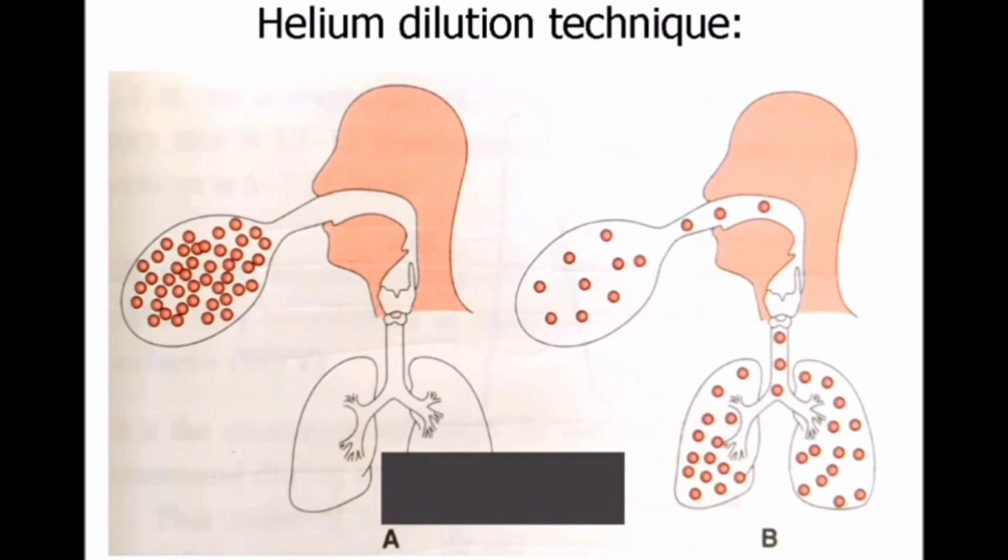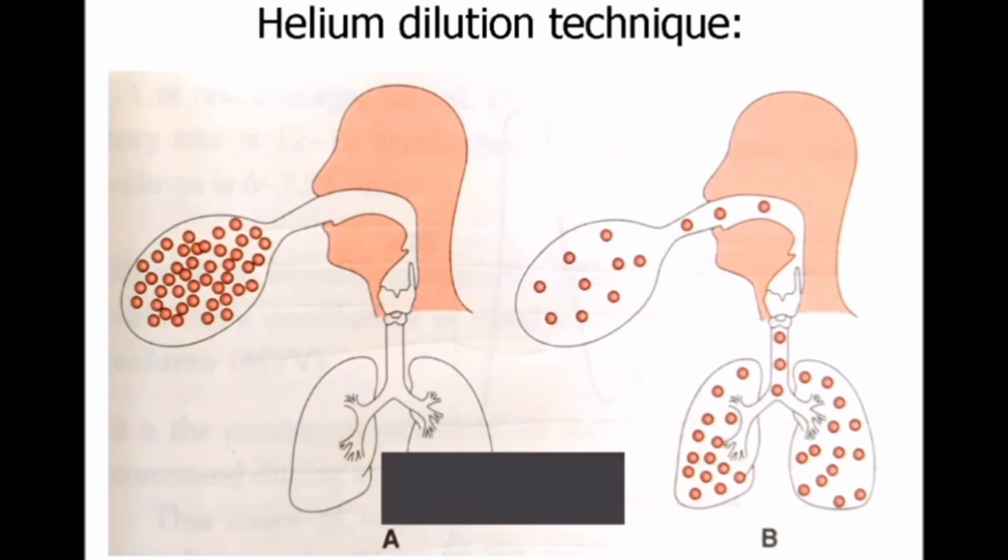So we have a spirometer. You can see it in diagram A. This is a spirometer, and it contains helium. Focus on picture A: a spirometer filled with a known quantity of helium. The subject first takes a normal inspiration, then a normal expiration.